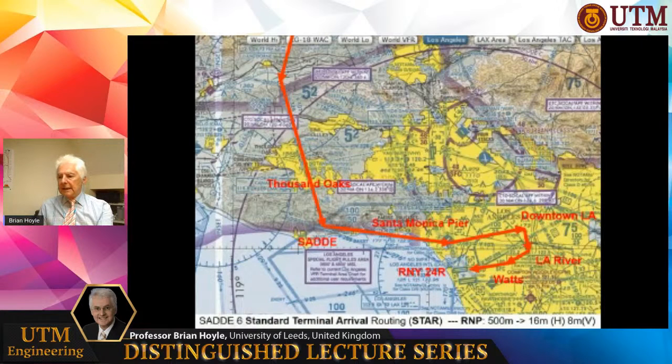Interesting things here. Required navigation performance. Typically here, the airplane is expected to be within 500 meters of where it's supposed to be, and the typical height requirement is between 16 and 8 meters. So this airplane has to keep within this particular corridor in the sky.